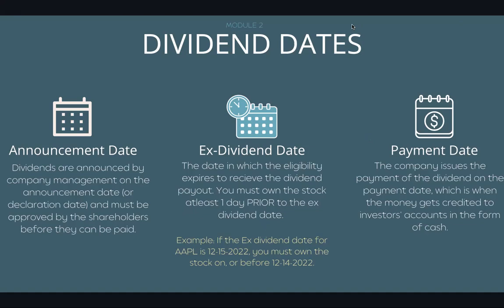So pretty straightforward. The payment date is the date that the company is going to pay you out for owning the shares by that time. So for example, let's say if they announce the ex-dividend date on the 15th of December, the payout date might be like January 15, like a month or so later.